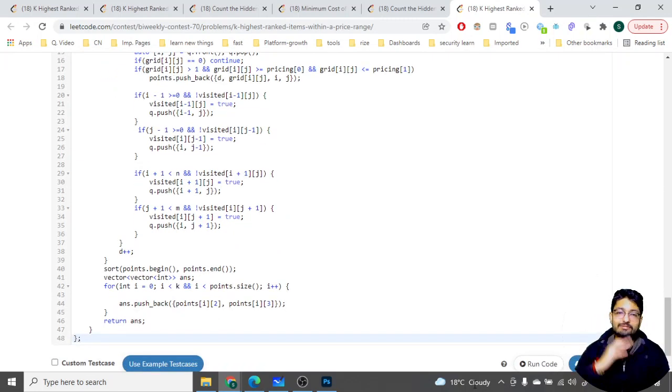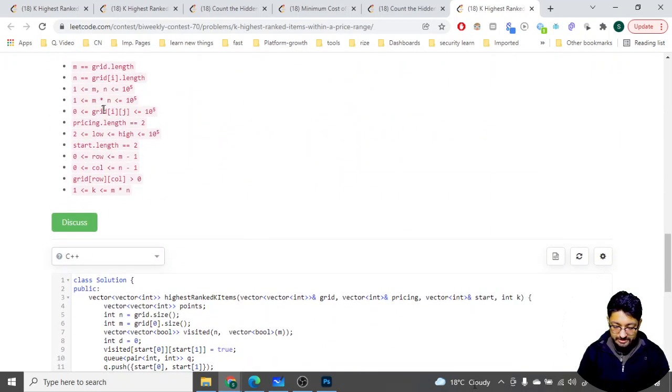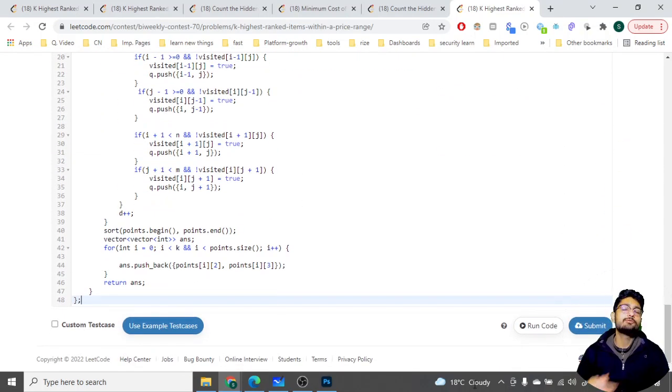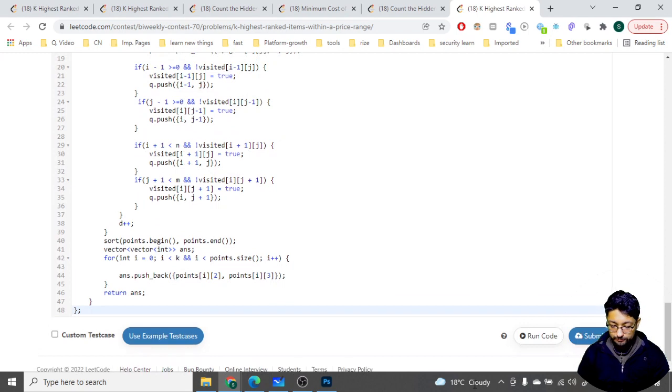Now in the end, when I've iterated over the whole grid, it will be O of n square, because I've traveled over all the grid points. As you can see, m cross n is less than or equal to 10^5, so we can easily do that. After that we have to sort all this, because we have to print out the first k elements that fall in these categories. Because the elements are inserted in this manner only, they will be sorted according to these criteria only. We just have to sort.